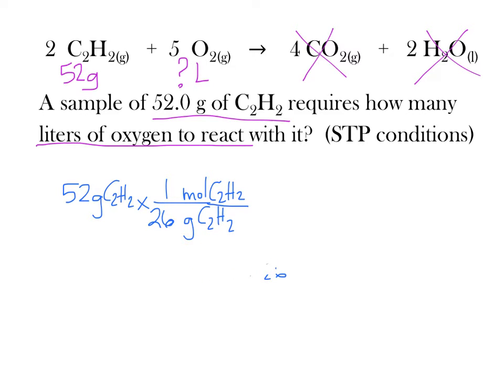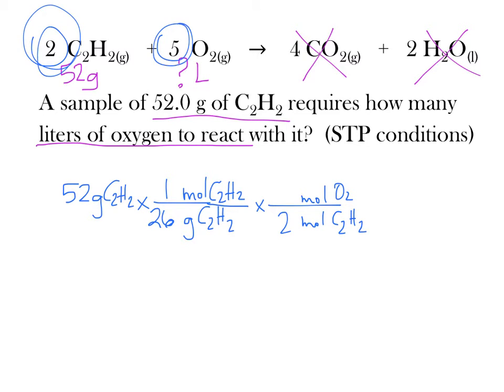So that's the moles of C2H2, but we need the moles of oxygen. So another step, moles of C2H2 compared to moles of oxygen. Based on the balanced equation, 2 C2H2s react with 5 O2s. And that's the moles of oxygen, but we're actually looking for the liters of oxygen, so one more step.